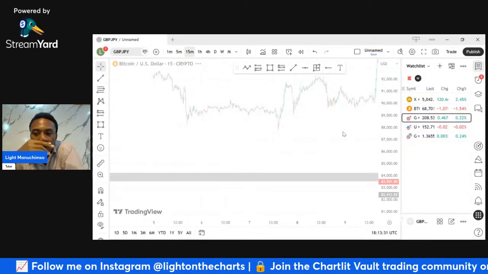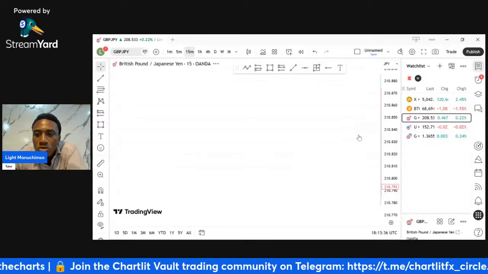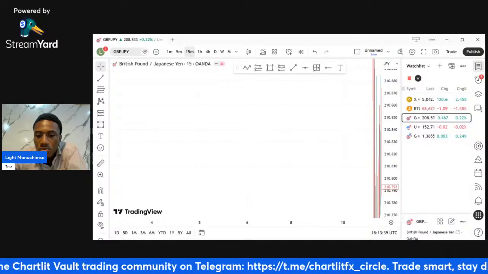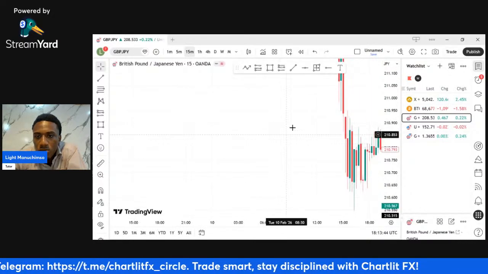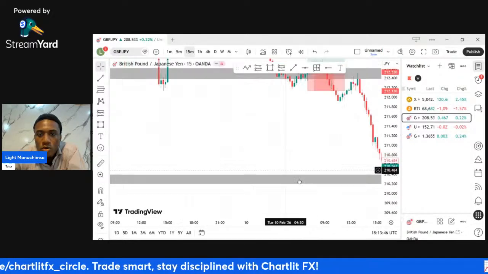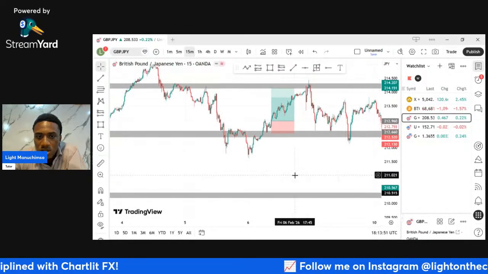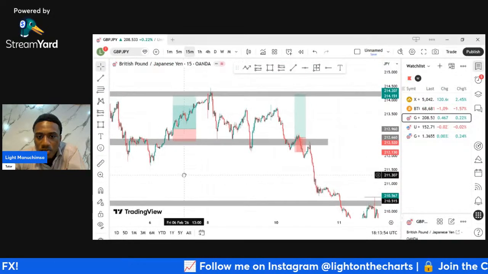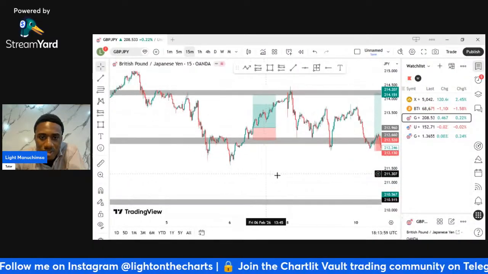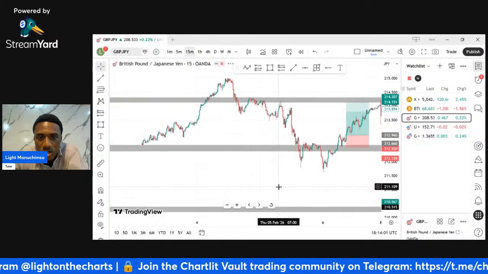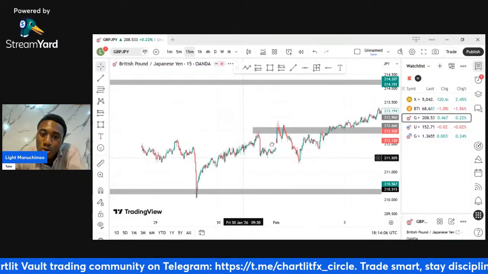Let me go to JPY. Let me go to another pair. Let's see. Let me see if I'll see a reverse head and shoulders. Those will always form all the time.